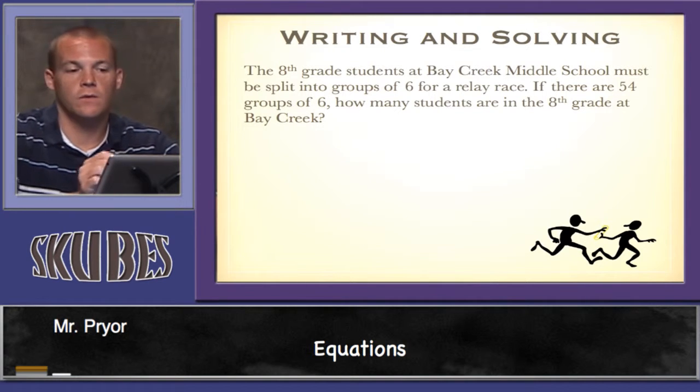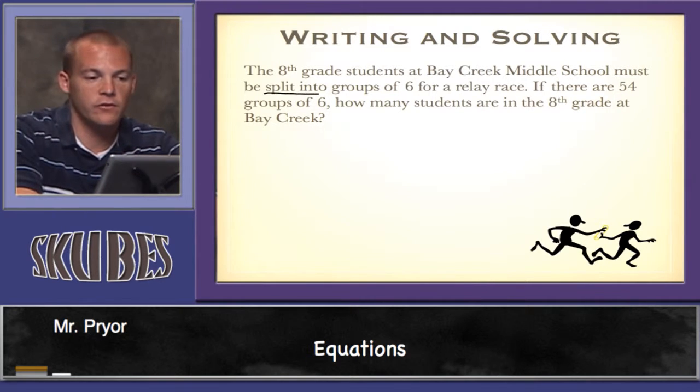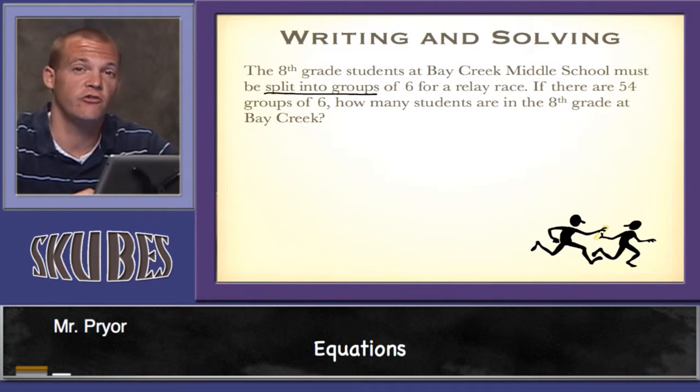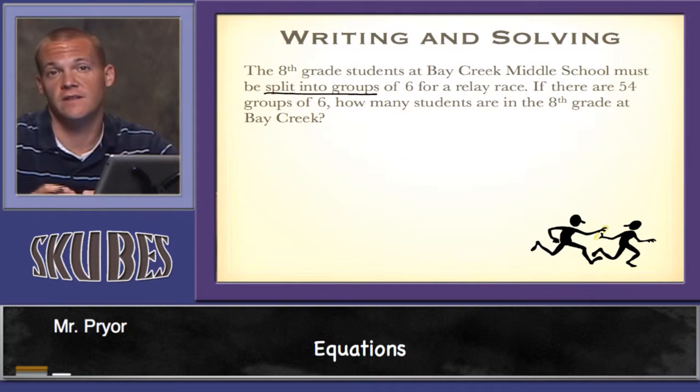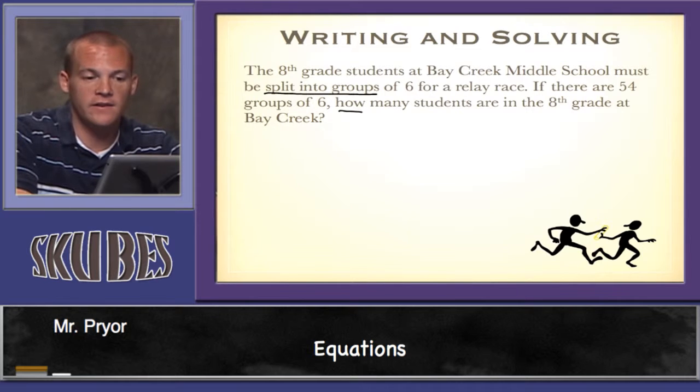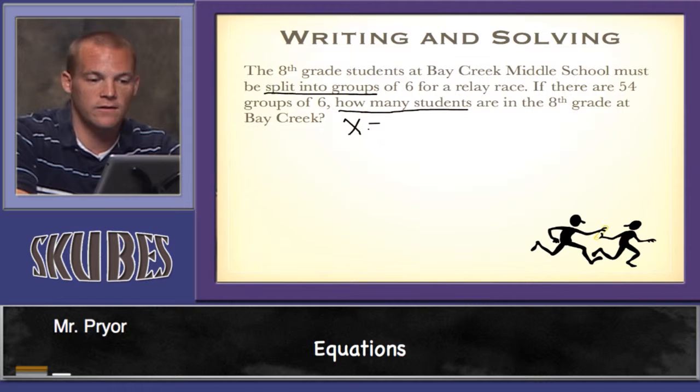Well, again, in this case, one of the key terms here is being split into groups. It's actually a key phrase. When we use division, that's actually what we're doing. We're splitting things into even groups. So that tells us that our original problem would have been division. What we don't know is how many students we're dividing. So our variable here is the total number of students.